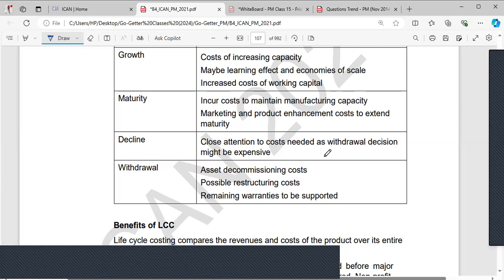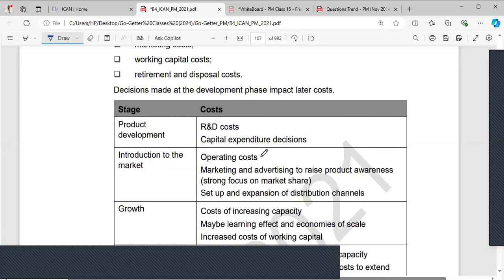Meanwhile, when you were bringing the asset to its location to work properly, you were commissioning the asset. Now, when you are removing it, you are decommissioning it. So that's it. Then possible restructuring costs, then remaining warranty to be supplied. So all these are the things you need to consider when you are looking at the life cycle.